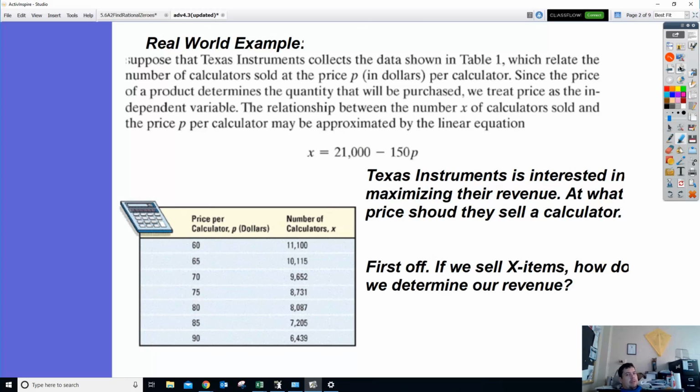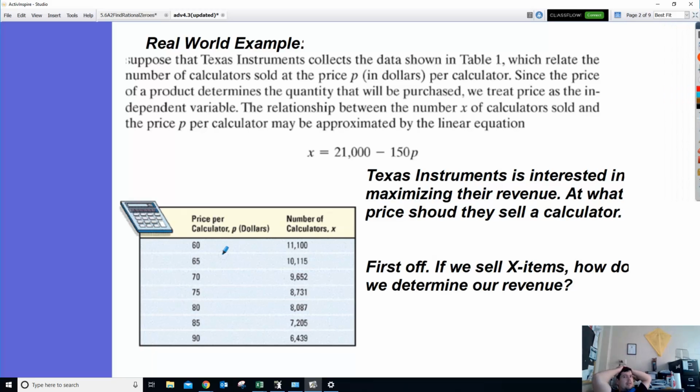Here's our real world example where some of this stuff is actually used. It's not the best real world example, but it'll suit. So suppose TI collects the data shown in this table, which relates the number of calculators sold at the price P in dollars per calculator. Since the price of a product determines the quantity that will be purchased, we treat the price as the independent variable. That's your X over here. And the relationship between the number X of calculators sold and the price P per calculator is approximated by this linear equation. So we're actually talking about a linear equation here in a section about quadratics.